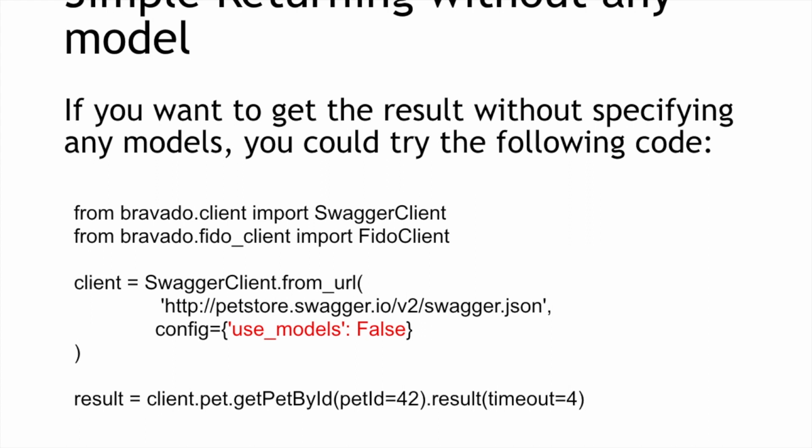If you want to run Swagger without any models, we can even do this by specifying the config and use models false. This way, there will be no verification being done when we are interacting between the client and the server.